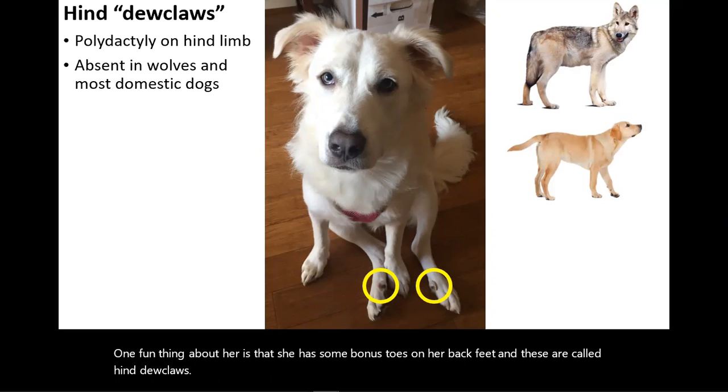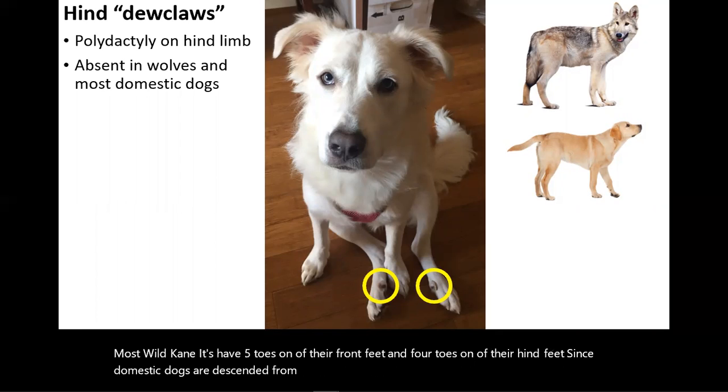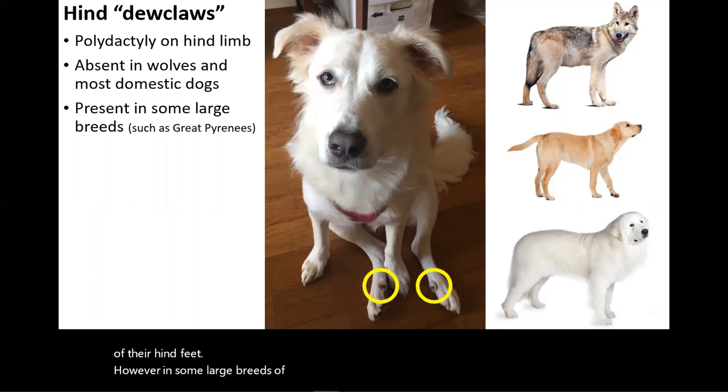Most wild canids have 5 toes on each of their front feet and 4 toes on each of their hind feet. Since domestic dogs are descended from wolves, they also have 5 toes on each of their front feet and 4 on each of their hind feet. However, in some large breeds of dogs, such as Great Pyrenees, there is an extra toe on the back, or a hind dewclaw.